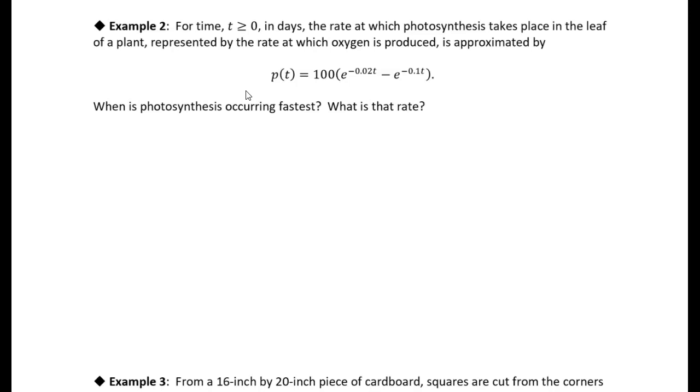Now, it always bugs me when they don't put units on here. I'm going to say this is milliliters per day. If we put in a particular t value and evaluate it, that's going to give us milliliters of oxygen per day. And we want to know when the photosynthesis is occurring the fastest and at what rate.